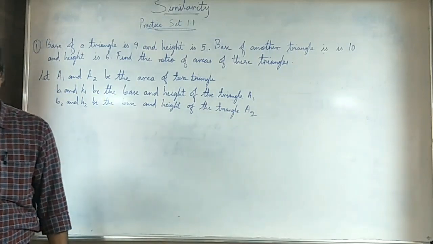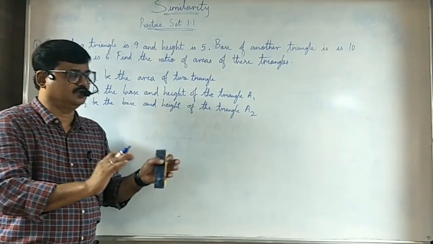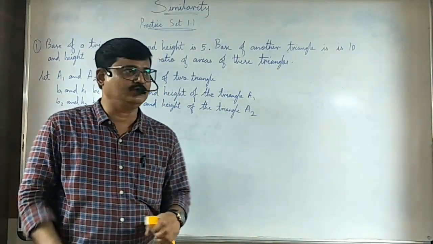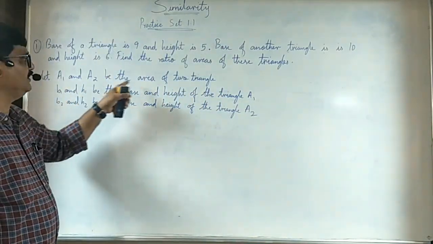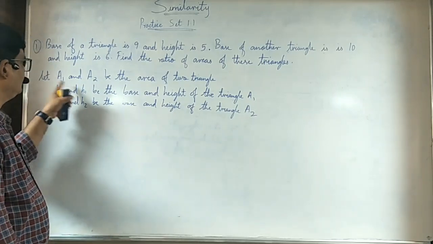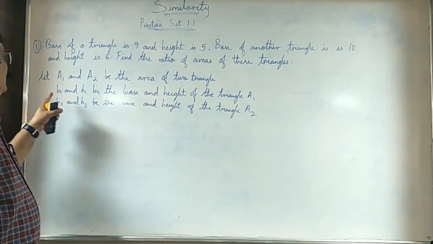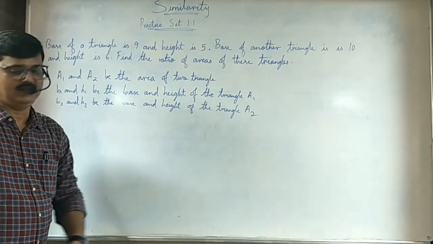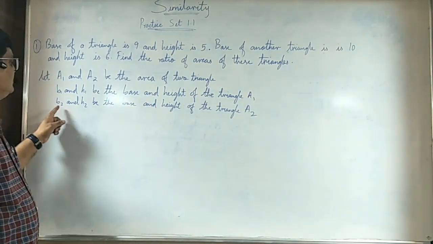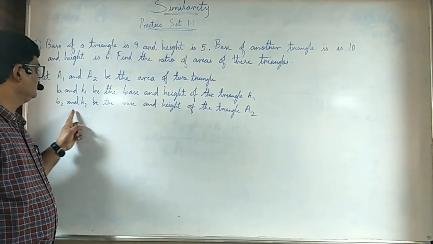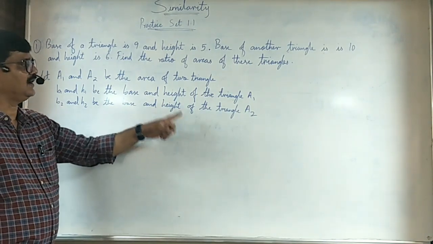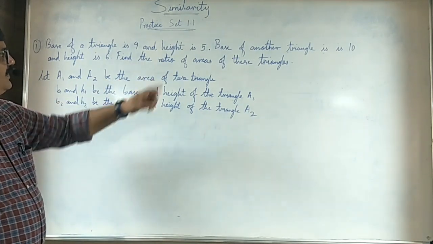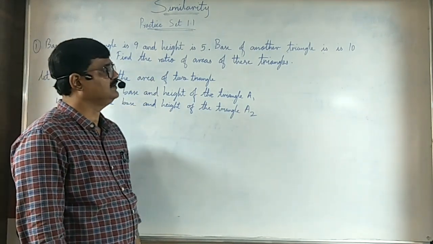So for that, here there is no diagram and no name of the triangle is given. So what we have to do here is, let A1 and A2 be the areas of the two triangles, and B1 and H1 be the base and the height of the triangle A1, and B2 and H2 be the base and the height of the triangle A2. Now what they told us is, find the ratio of the areas of these triangles.